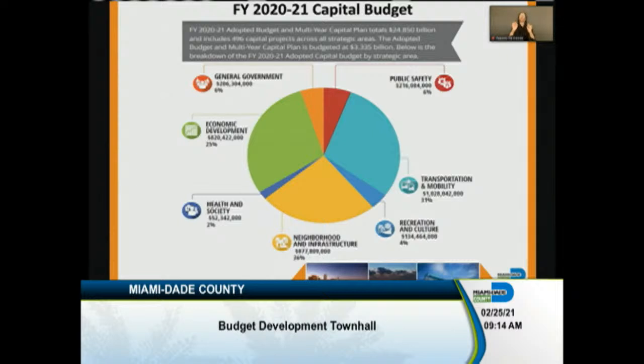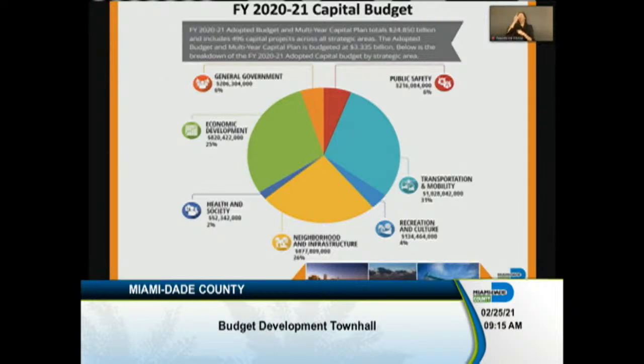The Transportation and Mobility Strategic Area includes projects for our Transit and Public Works Department to develop park and ride stations to expand transit connectivity for residents throughout Miami-Dade County, and road resurfacing, bridge rehabilitation, and drainage improvements, and other projects that are included in the SMART plan.